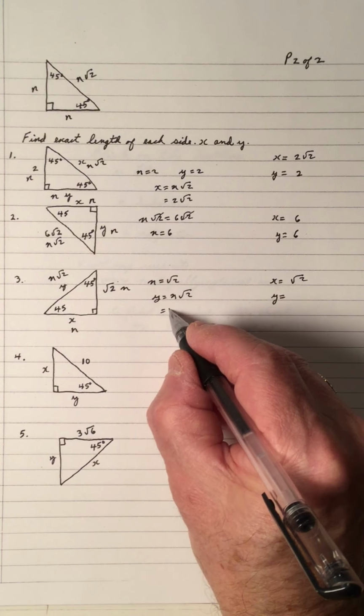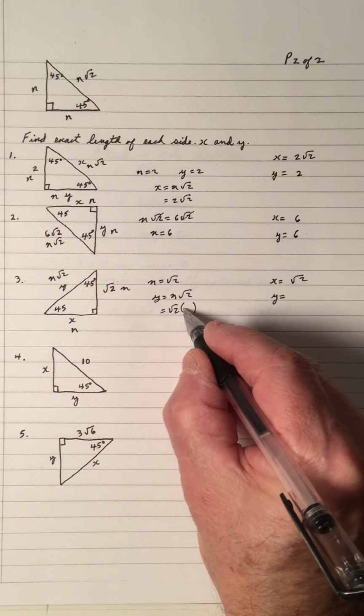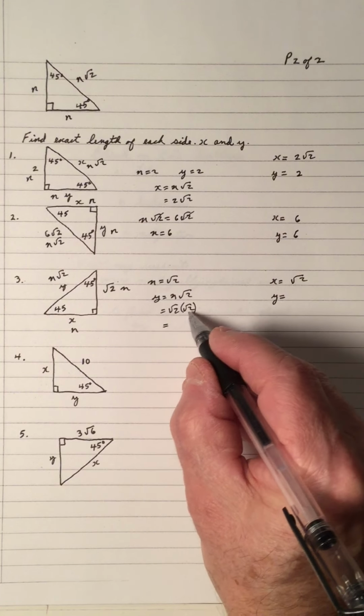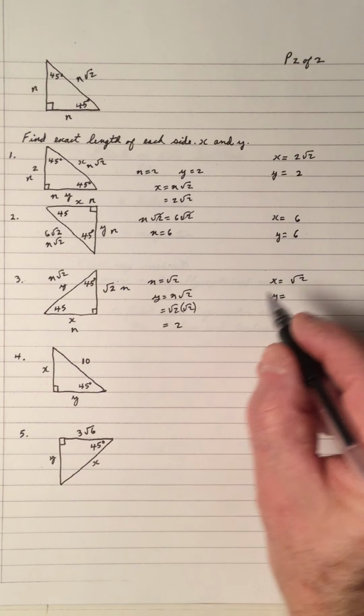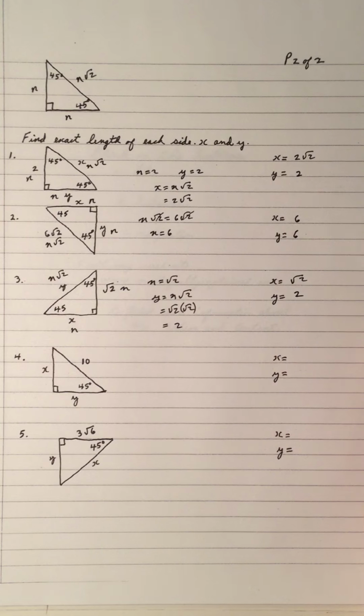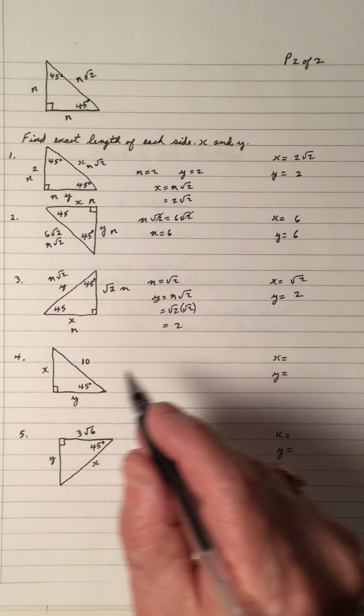So n is root 2, so root 2 times root 2. Root 2 times root 2 is root 4, which is 2. So y is 2. Found all the sides. And let's do number 4.